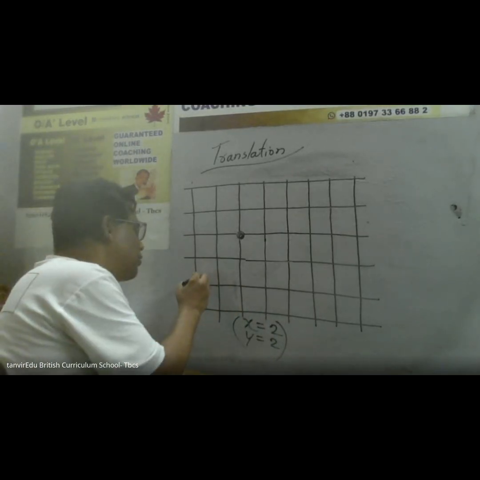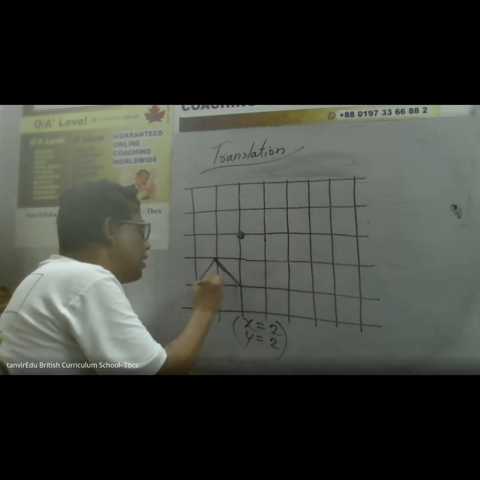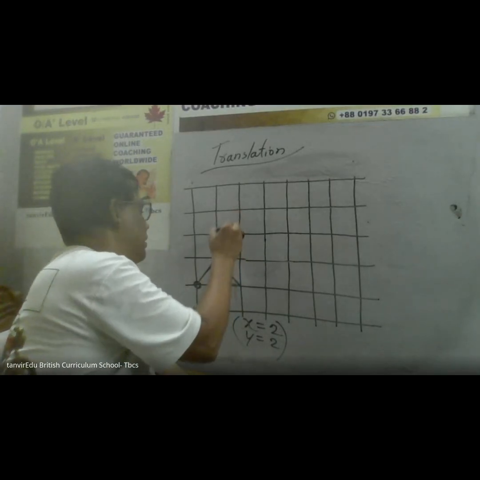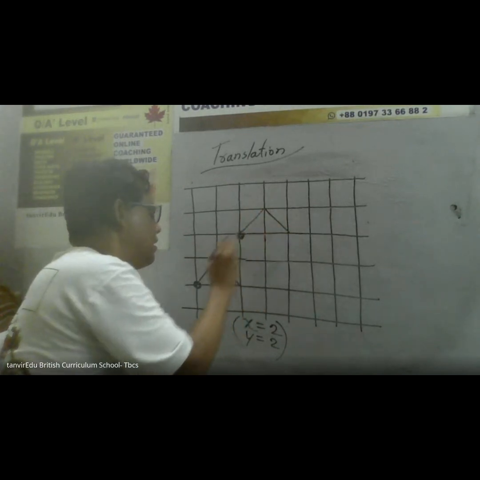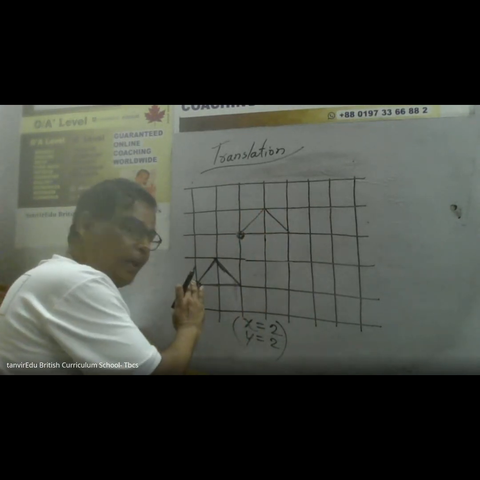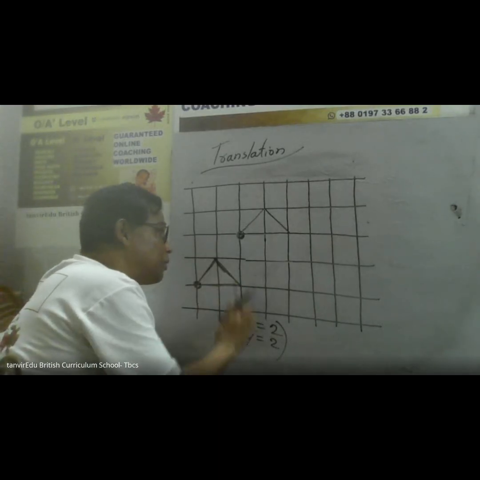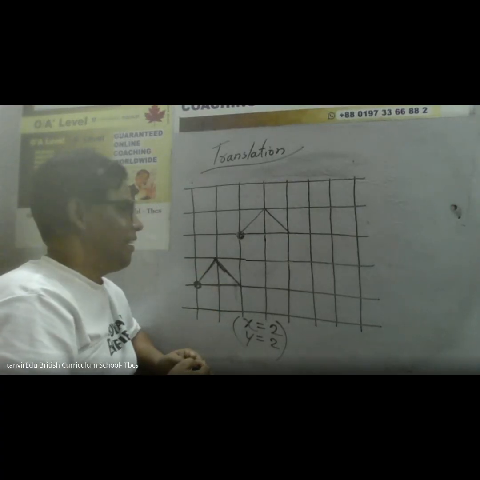Okay, but actually I haven't drawn the object. Suppose this is the object. Okay, and this is the object. Am I clear? So this is x, 2 steps right, 2 steps up. So this is the new location, and this is called translation.